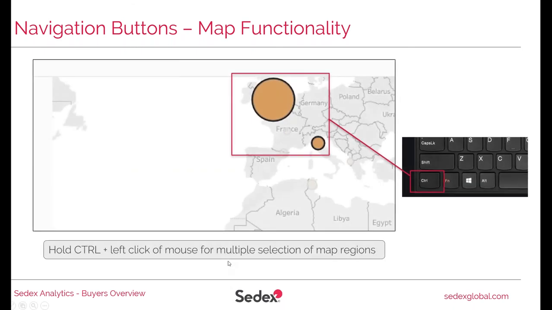And also just to mention, when you are on the map, if you want to select individual areas, then you can by just holding control and left clicking on your mouse. So I'll be showing you that as well, to show you how to do that and how that looks.